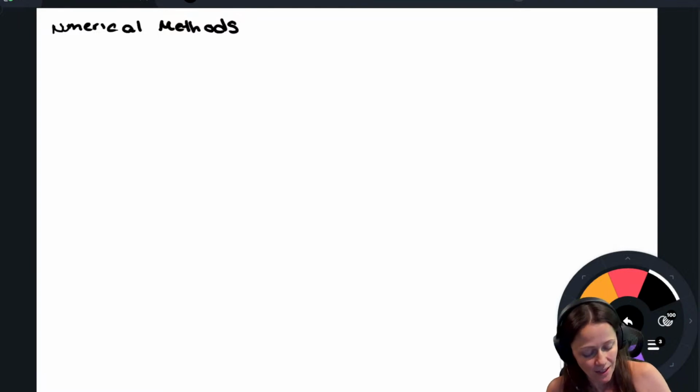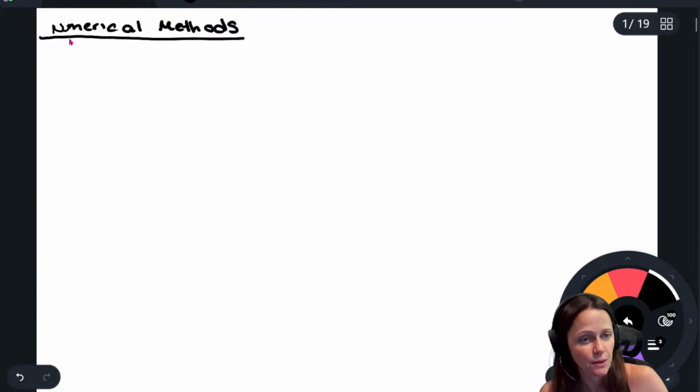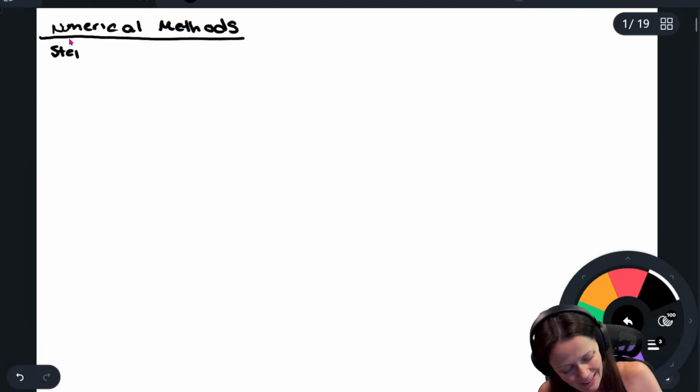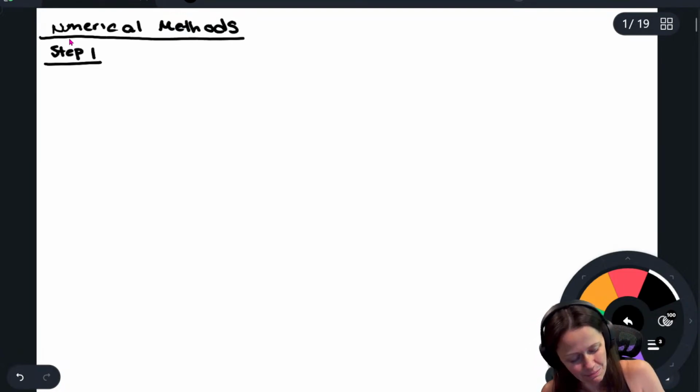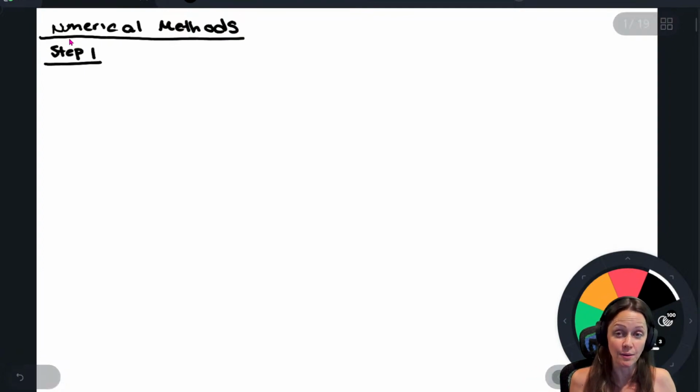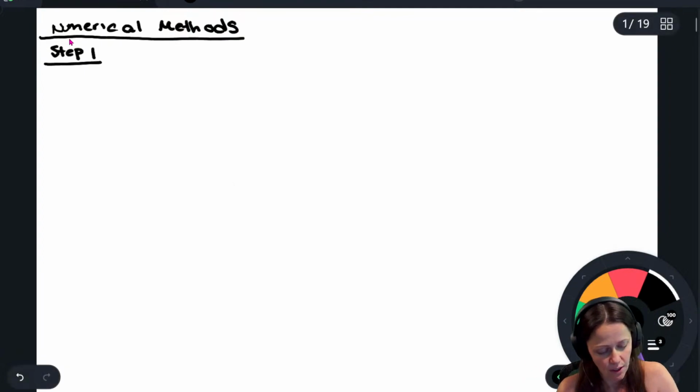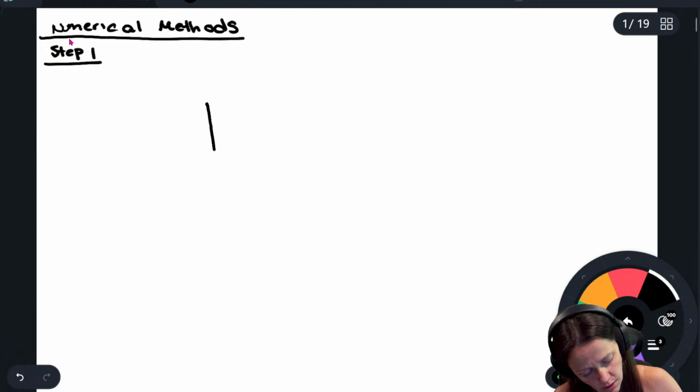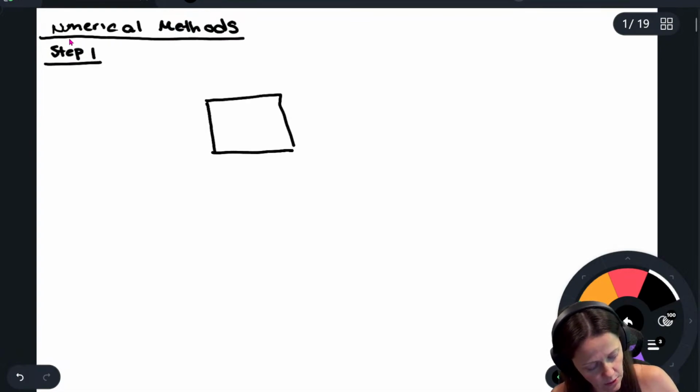There we go. All right, so numerical methods. Here we go. All right, so step 1, generate a grid. So you have some medium through which you have heat transfer. All right, so create a grid. So I'm going to draw some boxes.